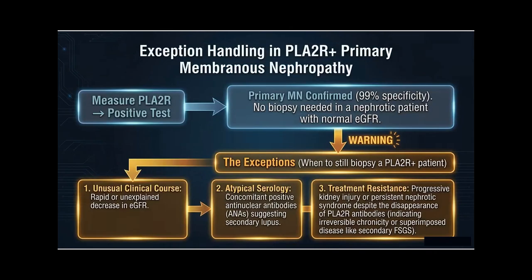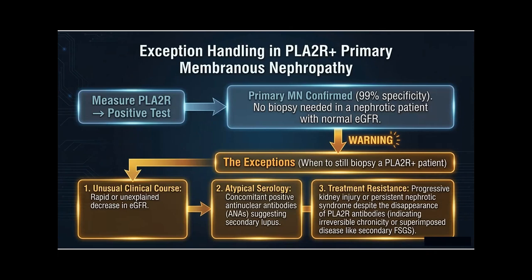Now, you see, exception handling in PLA2 and primary membranous nephropathy. What do I have to do? Measure PLA2, phospholipase A2 receptor. A positive test. What do I have to do? Do the test, primary membranous nephropathy confirmed. 99% specificity, no biopsy is needed in a nephrotic patient with normal eGFR.